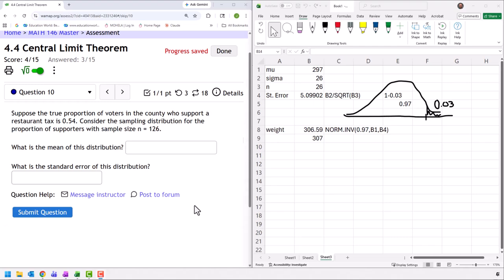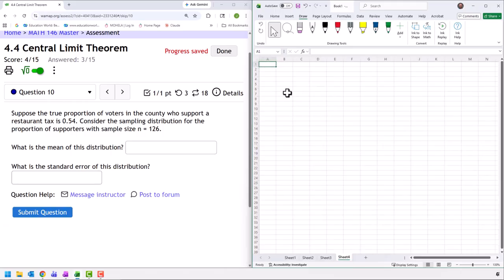All right, I'm here to work through a couple more examples with the Central Limit Theorem. And we've transitioned here, we have proportions. So suppose that the true proportion of voters in a county who support a restaurant tax is 0.54. Consider the sampling distribution for the proportion of supporters with a sample size of n equals 126. What is the mean of the distribution and what is the standard error of the distribution?